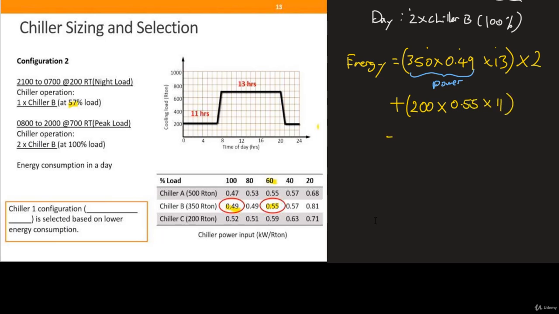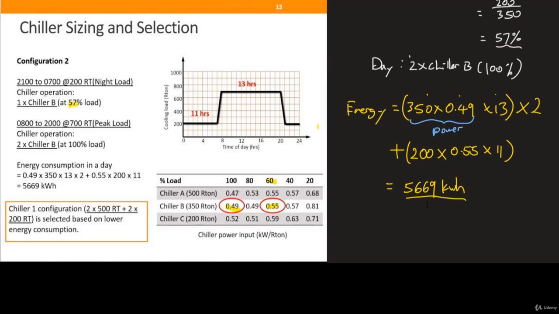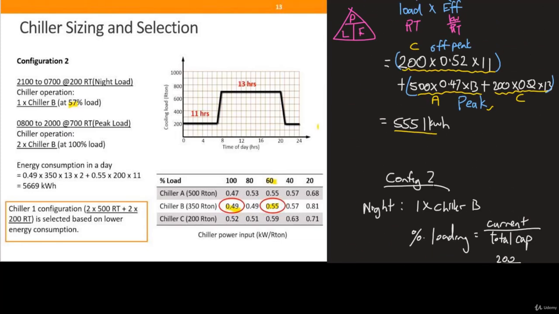So if you sum this up, you should get this particular energy consumption, 5669. If you compare these two energy consumptions, chiller 1 is better, because it consumes less in a day.